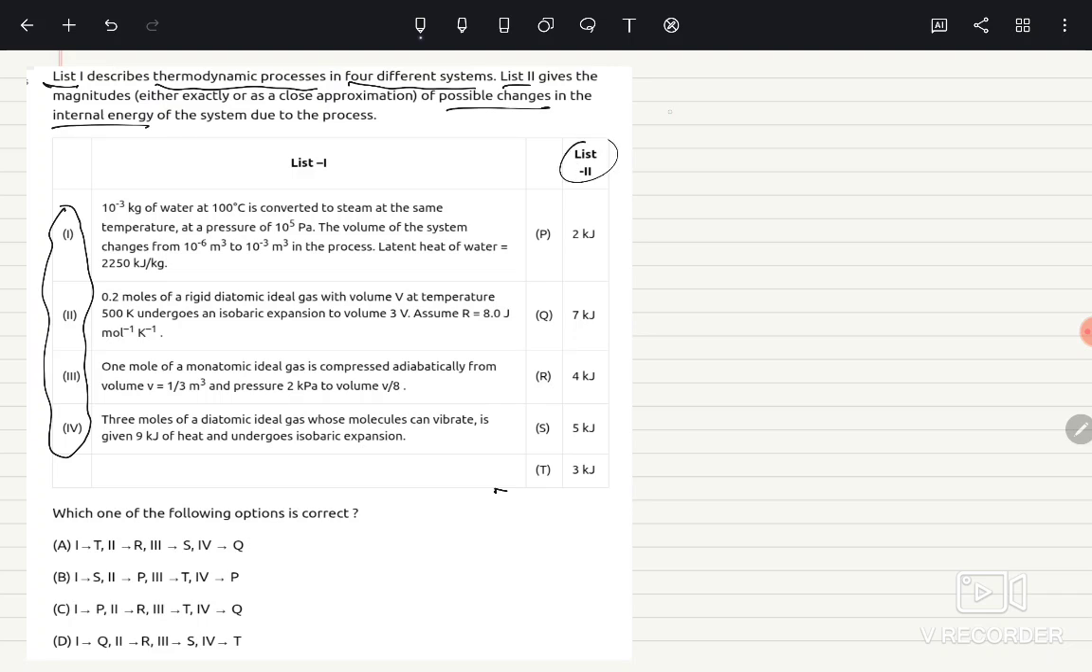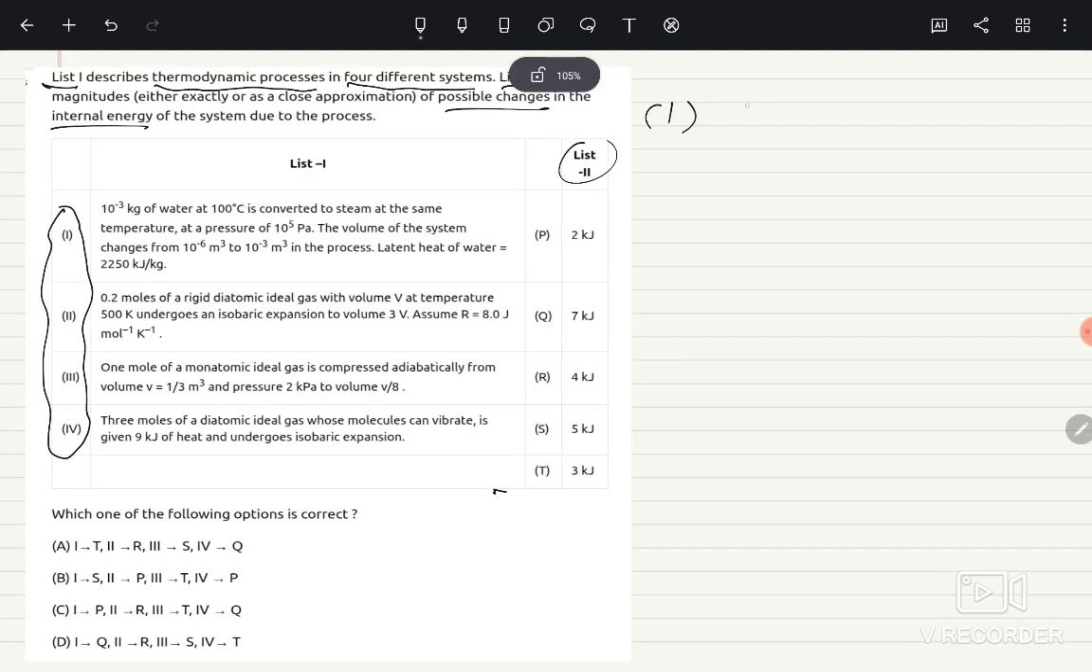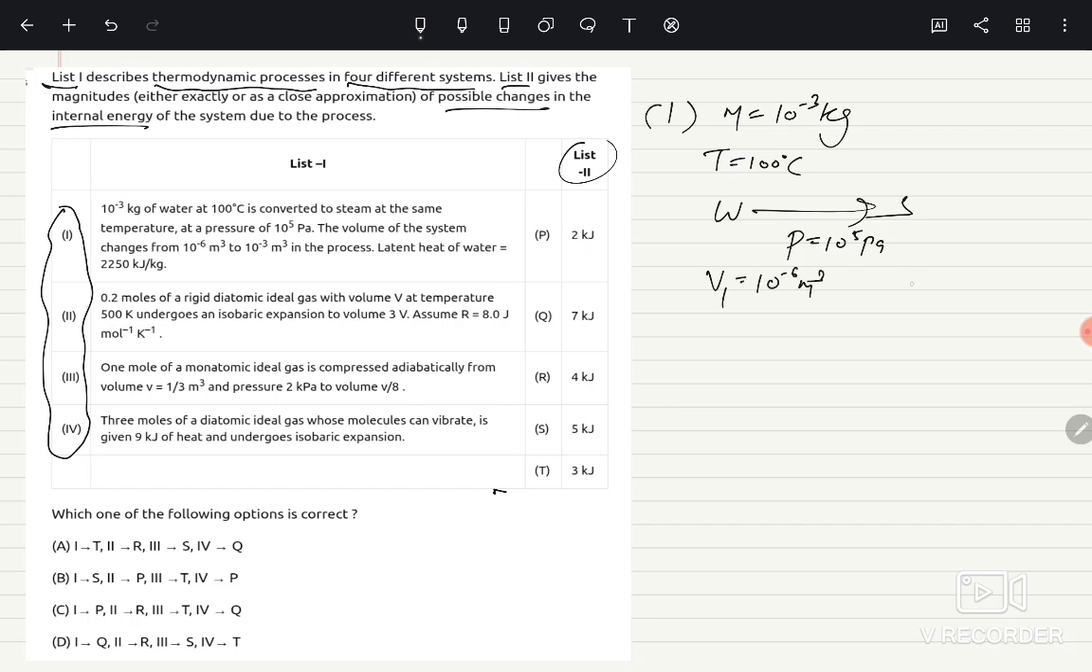So let us begin with process 1, where the mass of water is 10 to the power minus 3 kg at a temperature of 100 degrees Celsius. This water at 100 degrees Celsius is converted into steam at a pressure of 10 to the power 5 Pascal. The volume of the system changes from V1 of 10 to the power minus 6 meter cube to 10 to the power minus 3 meter cube. The latent heat of water is given as 2250 kilojoule per kg. So we have to calculate the change in internal energy during this transition.